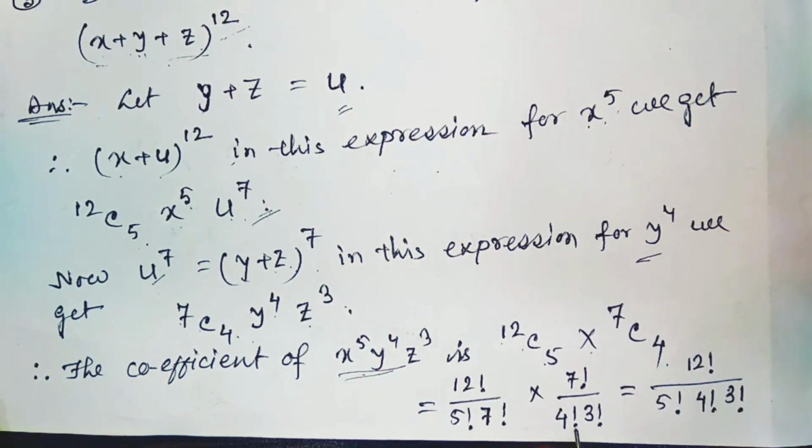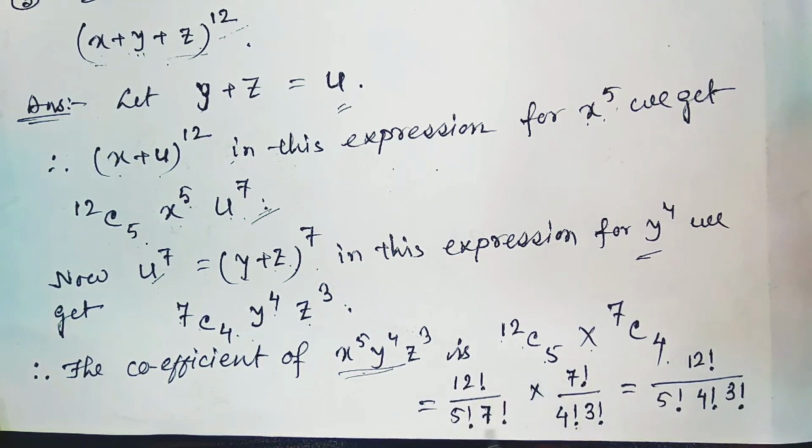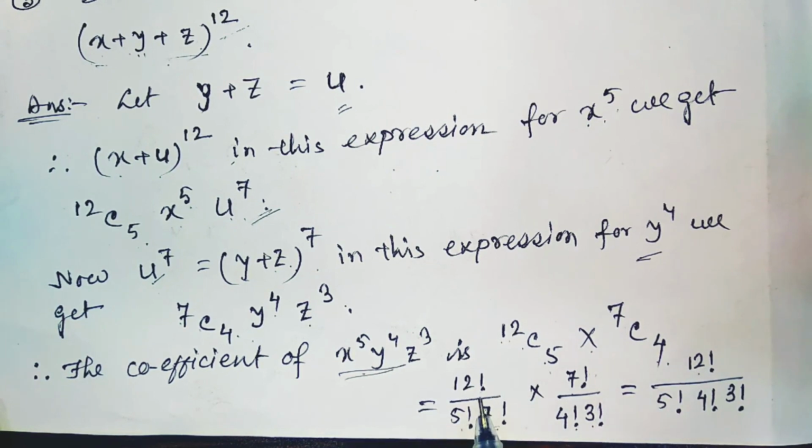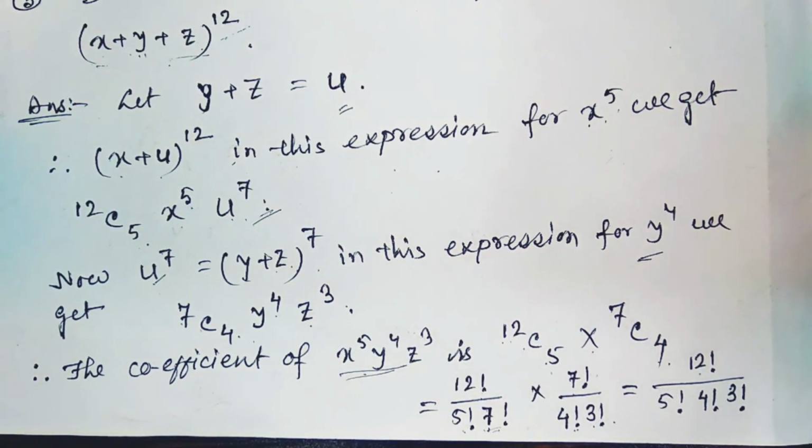So now if you simplify, then it is 12 factorial by 5 factorial into 12 minus 5 means 7 factorial, into, for this one, 7 factorial, 4 factorial, then 7 minus 4 is 3 factorial. If we simplify, this 7 factorial cancels out. Hence it is 12 factorial divided by 5 factorial into 4 factorial into 3 factorial. So that's all for the binomial.